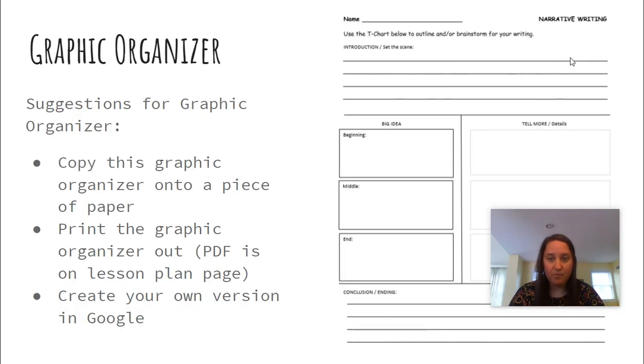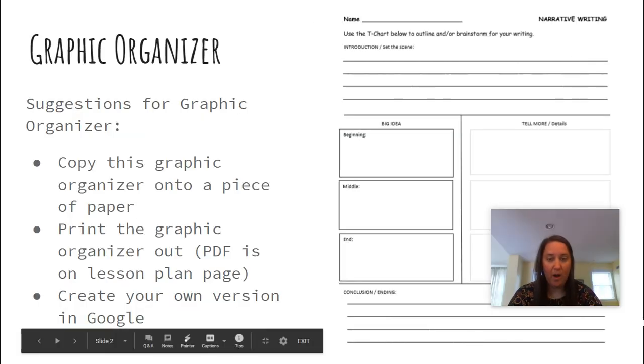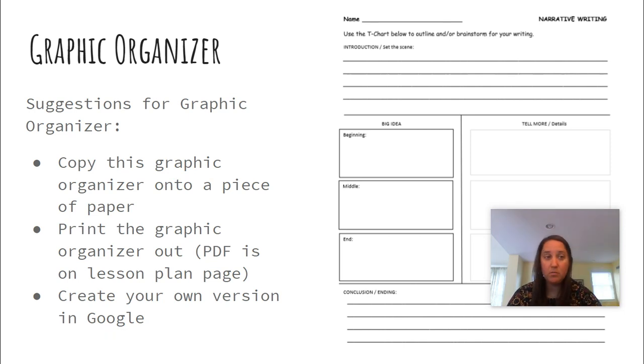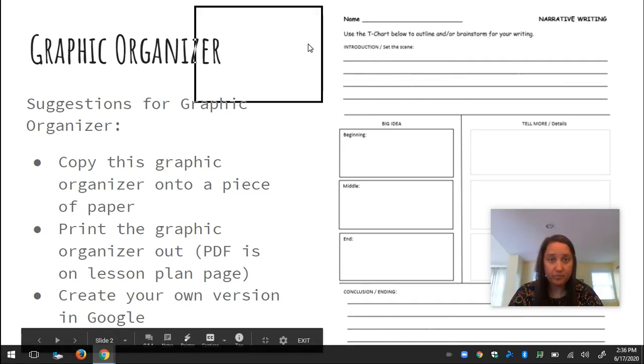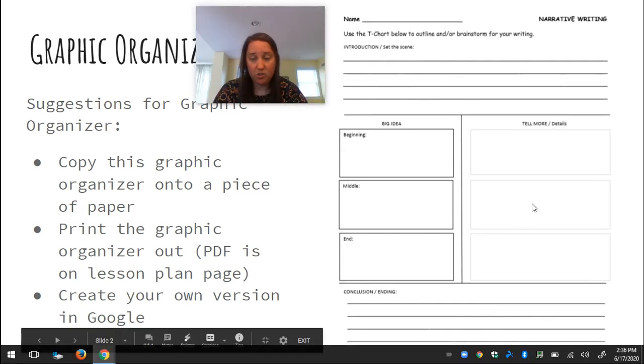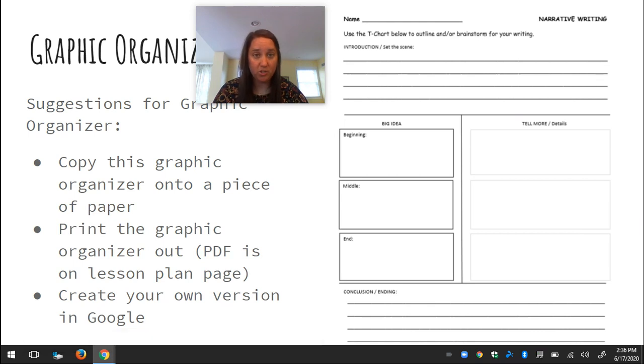So, I'm first going to introduce to you the graphic organizer that we're going to be using to work on our writing. It is pictured here on the right-hand side of your screen. If you have a printer at home, you are welcome to go back to the lesson plan grid and you'll see a link to the PDF where you can print this out at your house and use it. If you don't have a printer at home, that is totally fine.